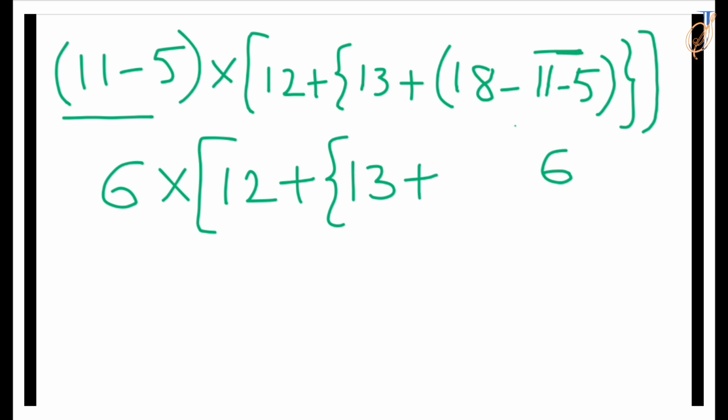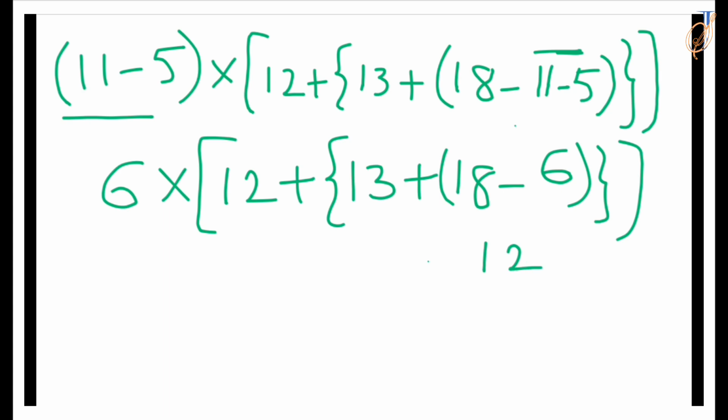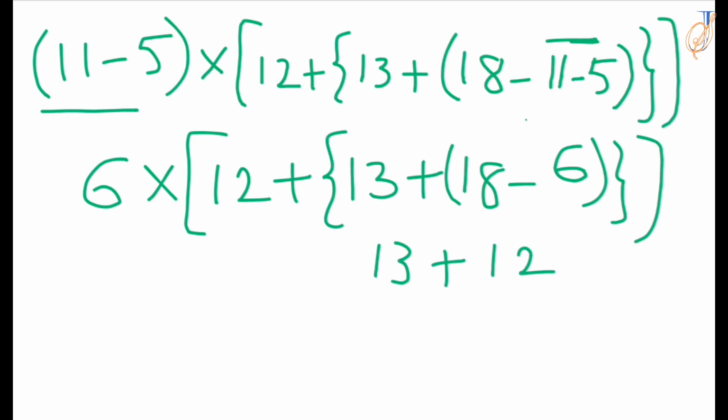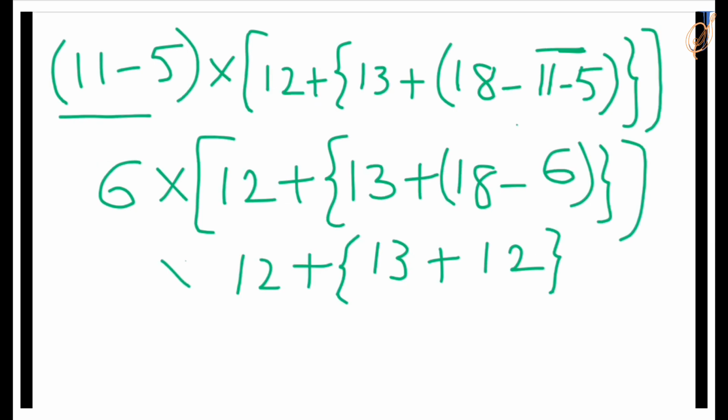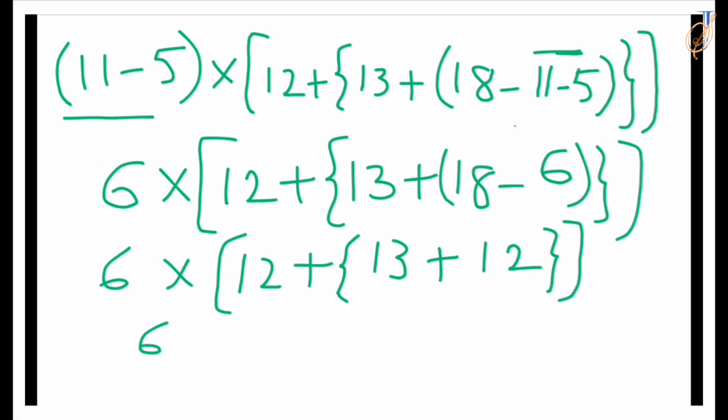So 11, 18 minus 6. So 18 minus 6 is 12 plus 13. So you are done with the small brackets. So now you are left with the curly brackets. 6 times. So here 13 plus 12 is 25. So 12 plus 25.